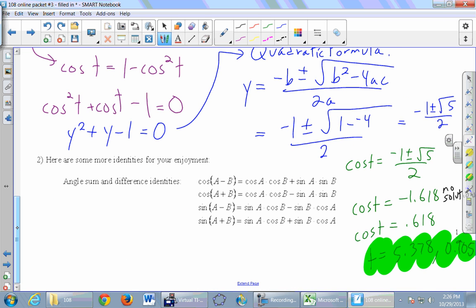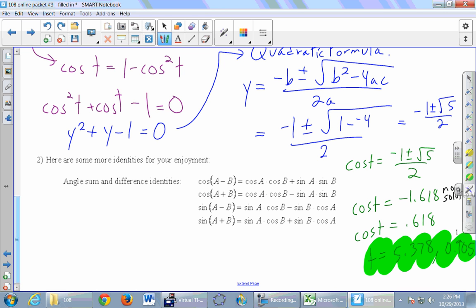Number 2, here are some more identities for your enjoyment. These are called the angle sum and difference identities. For example, cosine of one angle minus another angle is equal to cosine of the first angle times cosine of the second angle plus sine of the first angle times sine of the second angle. All right, so there are 4 identities here. Certainly when you're taking the quizzes or tests, you can write these things on your reference sheet and that's fine.